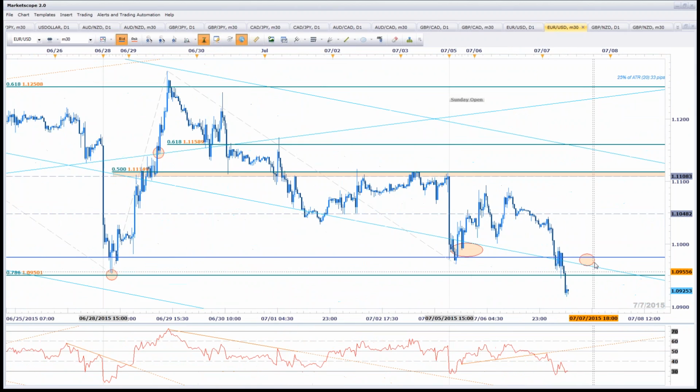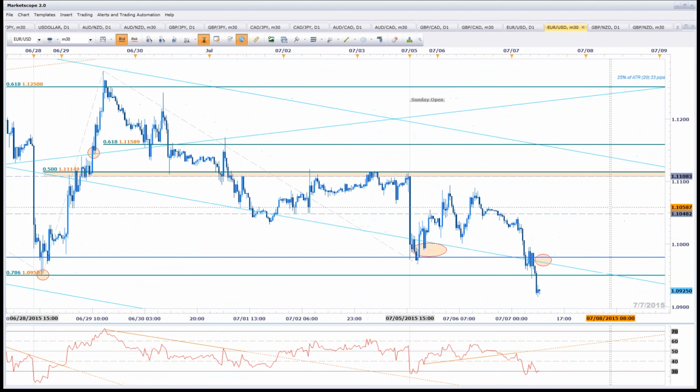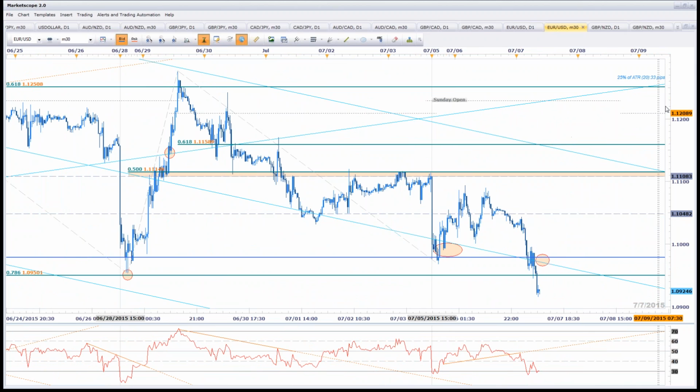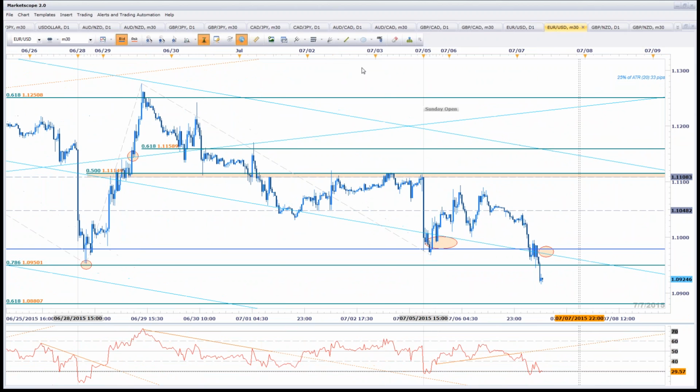What would I need to get back on the constructive side? Very simple. A break above that same region. All right, so we would need to break right back above this region before you start to look for any type of constructive trade back on the euro.